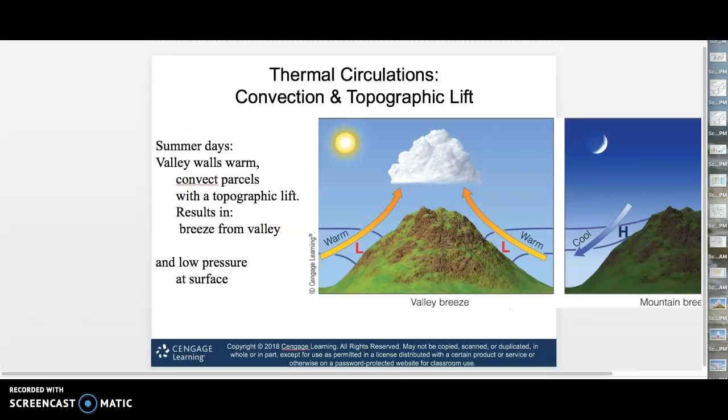Another thermal circulation besides sea breezes are valley breezes. These are also formed on summer days. This valley wall can heat up quite quickly and can convect parcels up, the topographical lift aiding it. It results in a breeze from the valley and low pressure at the surface because this is rising air, a valley breeze.